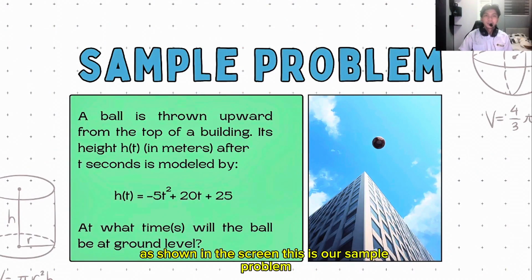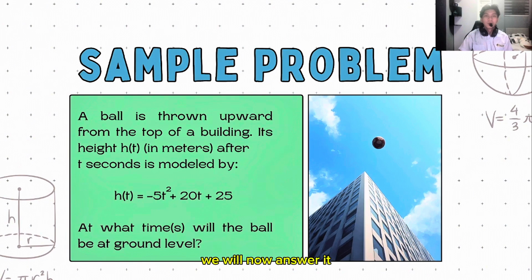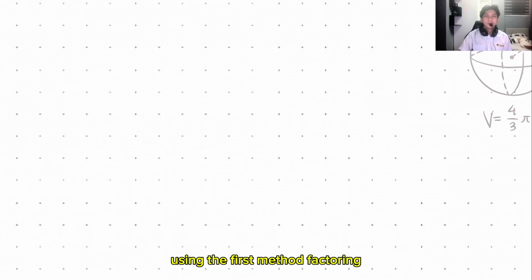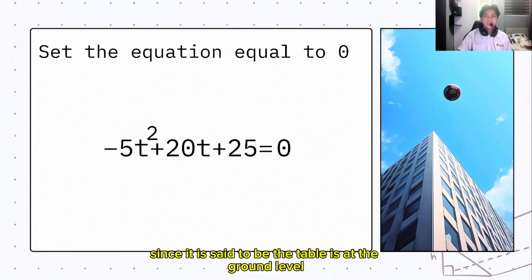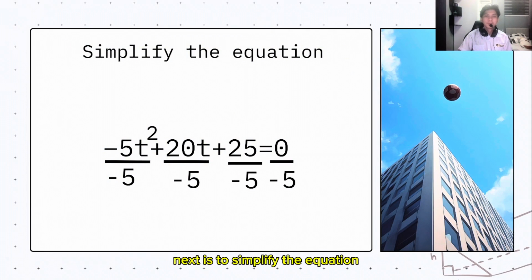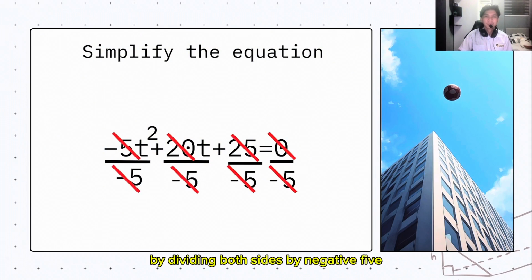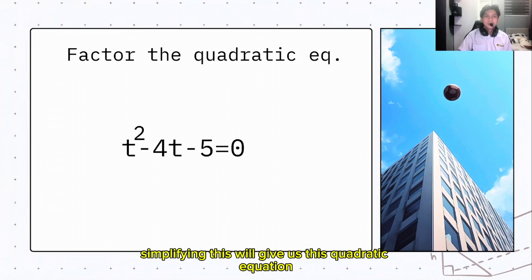As shown on the screen, this is our sample problem. We will now answer it using the first method, factoring. First, we must set the equation equal to 0 since it is said that the ball is at the ground level. Next is to simplify the equation by dividing both sides by -5. Simplifying this will give us this quadratic equation.